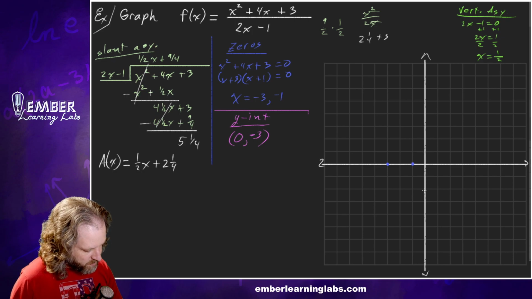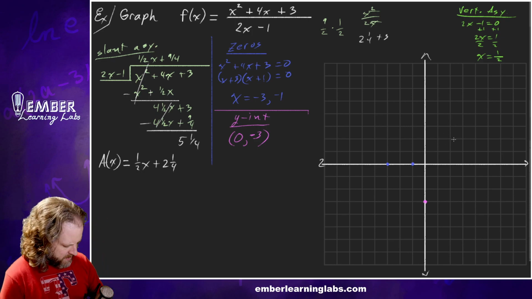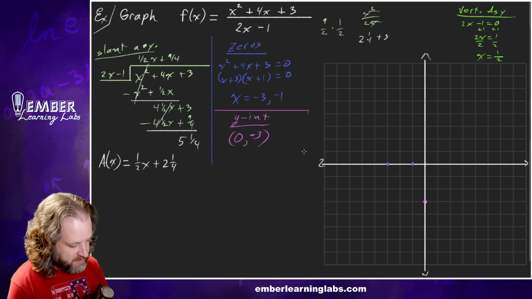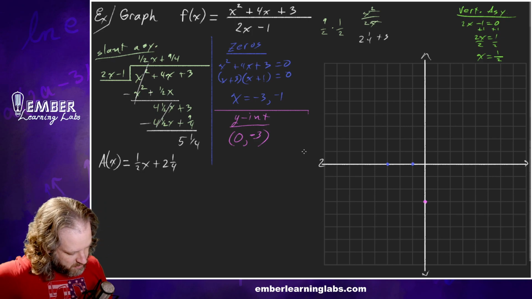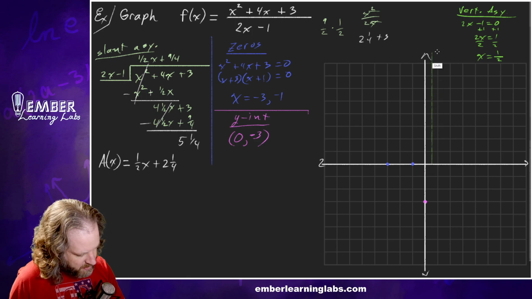So 0, -1, 2, 3. The vertical asymptote is right there. We can go ahead and dot that in there, and we'll also dot in this slant asymptote as well. So the vertical asymptote is at x equals 1/2. So right in here.